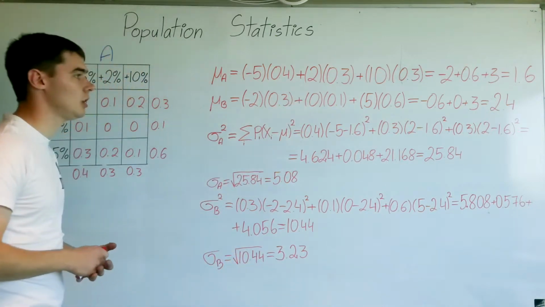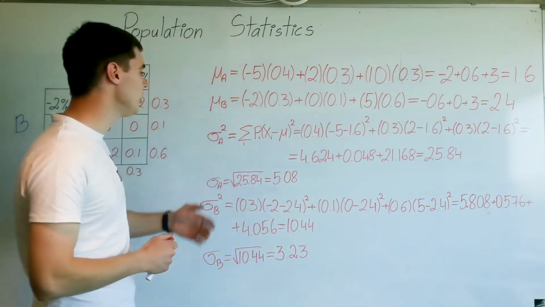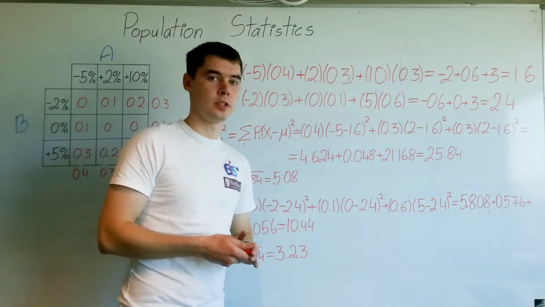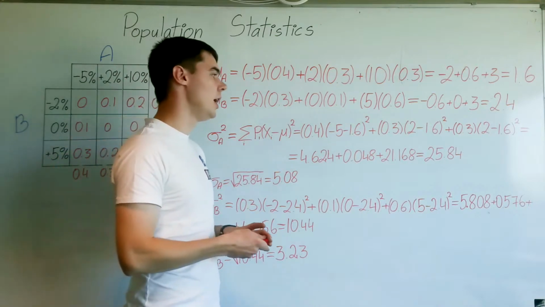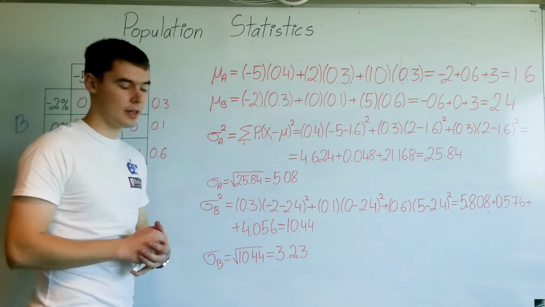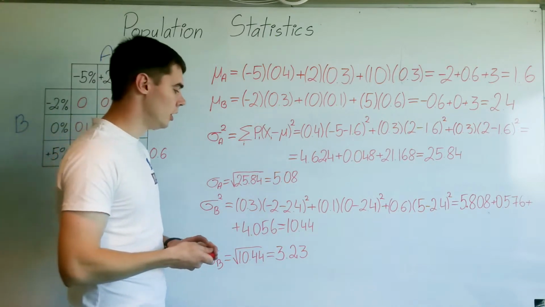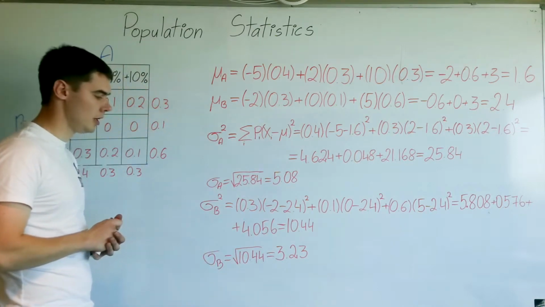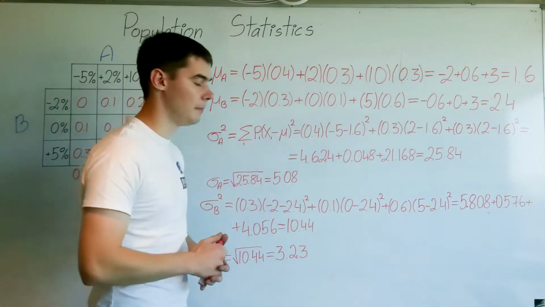So now we can calculate the variance of share A and share B. So the variance of share A, which is the average of the squared deviations, is equal to 25.84, and standard deviation of share A is equal to 5.08. The variance of share B is equal to 10.44, and the standard deviation of share B is equal to 3.23, and all calculations are shown here.